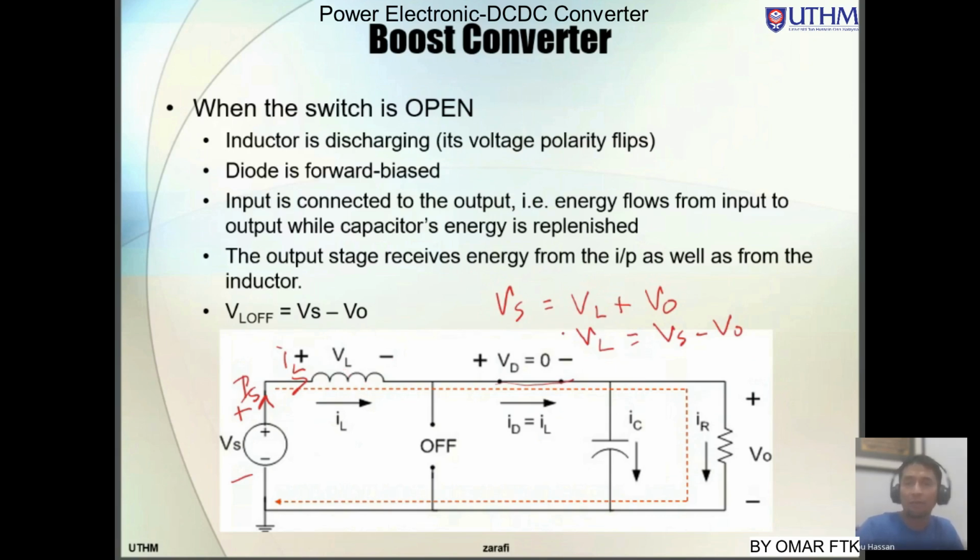So this is the model for our V out. Vs is equal to VL plus V out. So then VL off is equal to Vs minus V out. We move V out to the other side, so we get VL off equals Vs minus V out.